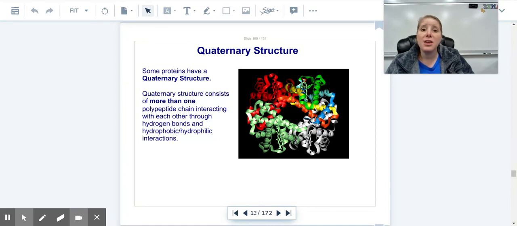This picture is an example of hemoglobin, and you can see like the red is one protein together, and the aqua and the silver are another, and then this would be a third or fourth, and they come together and they work together, working on those hydrophilic, hydrophobic interactions between each tertiary structure of the other one.